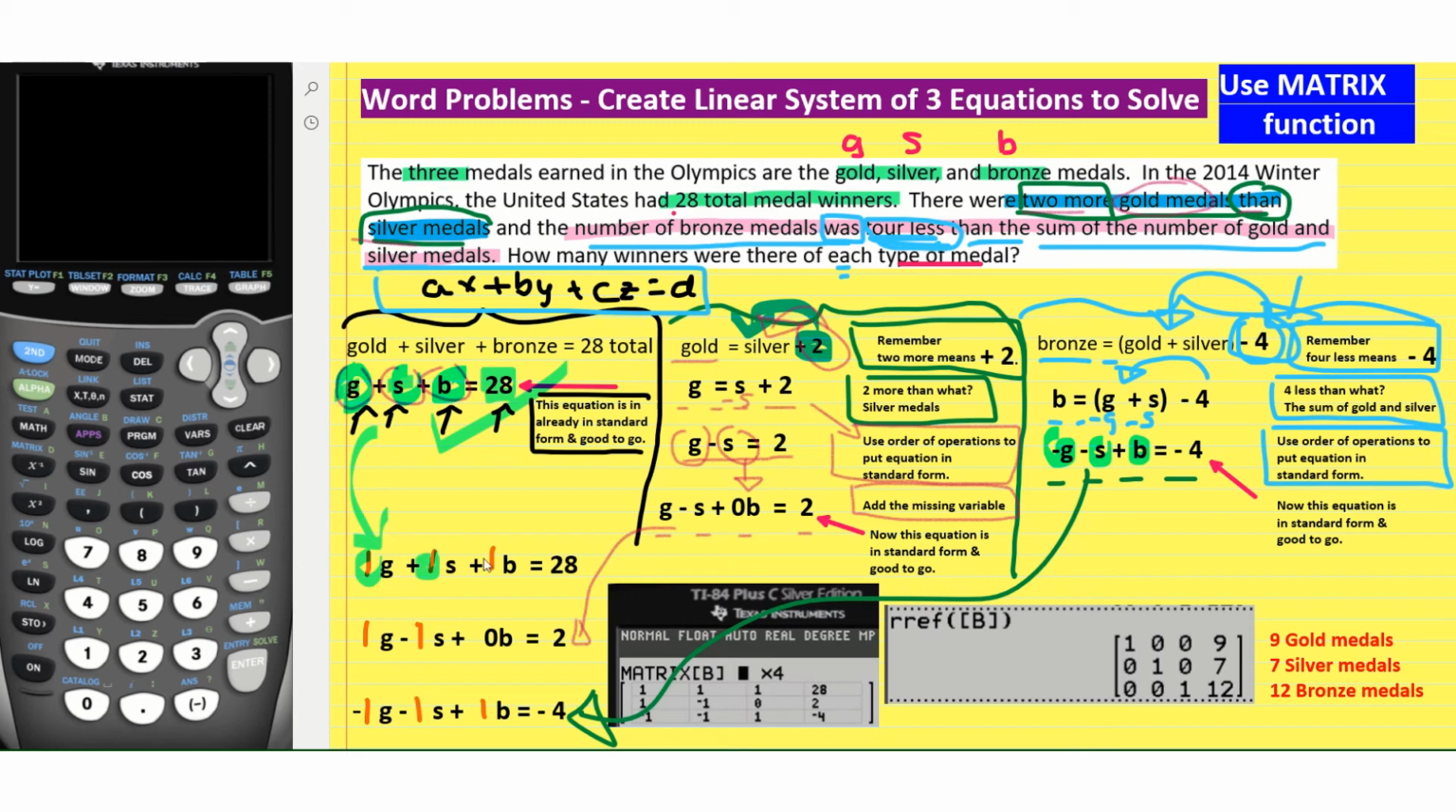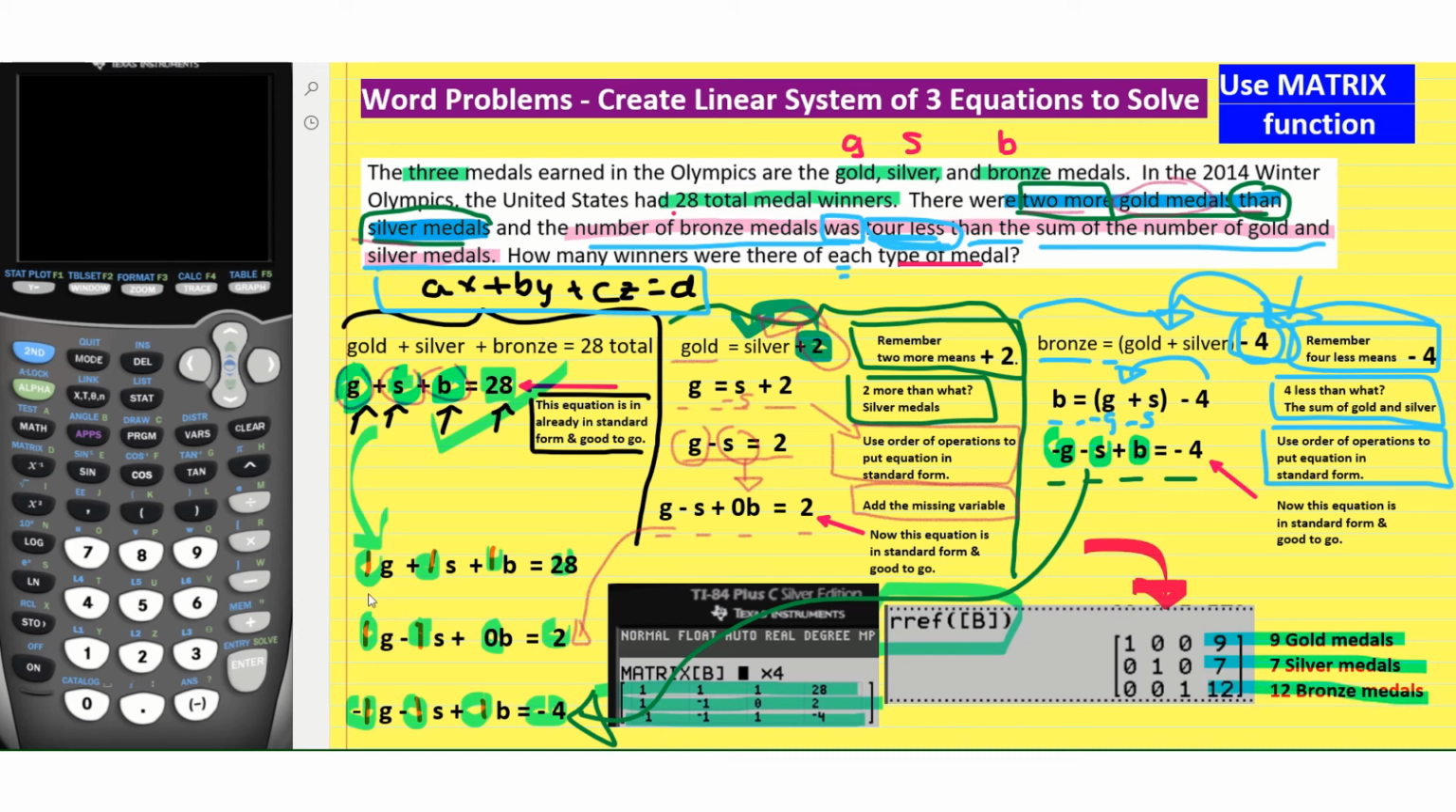I'm going to put in 1, 1, 1, and 28, and you'll see right there that is the first row that I have already entered into the graphing calculator. Then I've got 1, -1, 0, and 2, and you'll see that this matches the second row of my matrix. And then I've got -1, -1, +1, and a -4, and that matches my third row of my matrix. So once I put those in, and then I go find my reduced row echelon option in my graphing calculator, and it gives me this answer matrix, and clearly we can see that we have 9 gold medals, we have 7 silver medals, and 12 bronze medals, because that will line up.